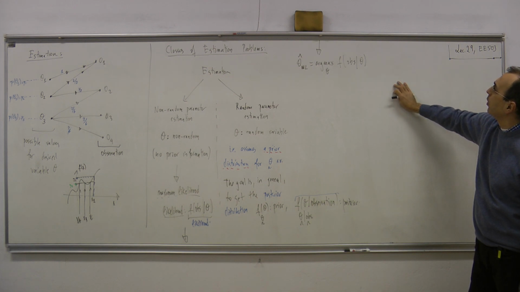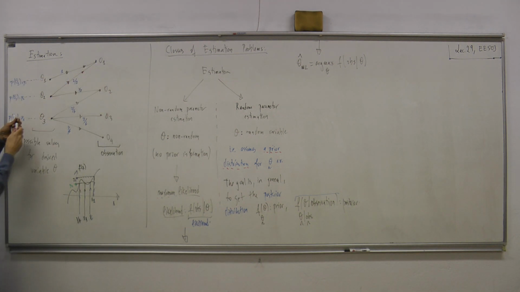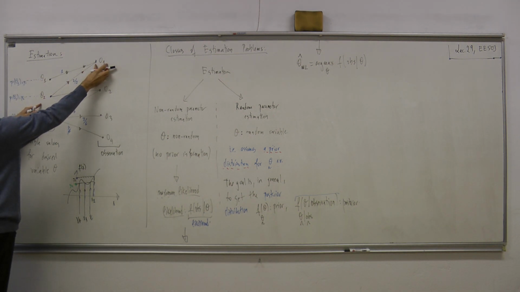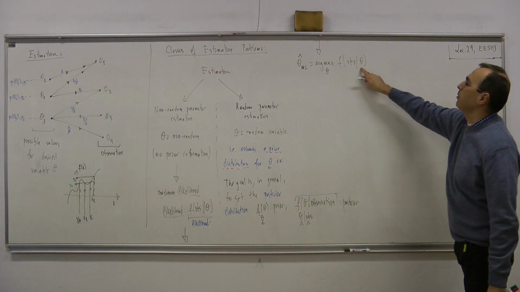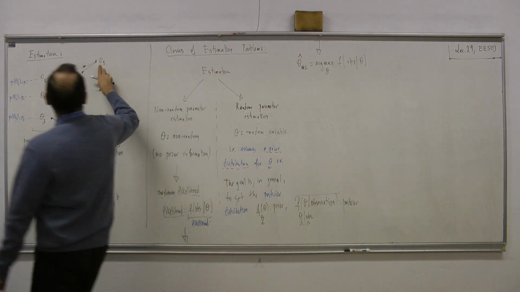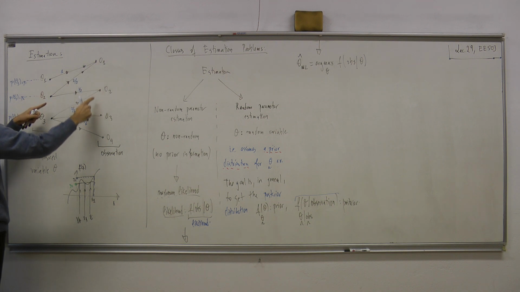Observation given theta. So this is, for example, our observation. If I condition this observation on theta 1, what is the probability that the observation is O1 given theta 1? Well, that probability is 1.